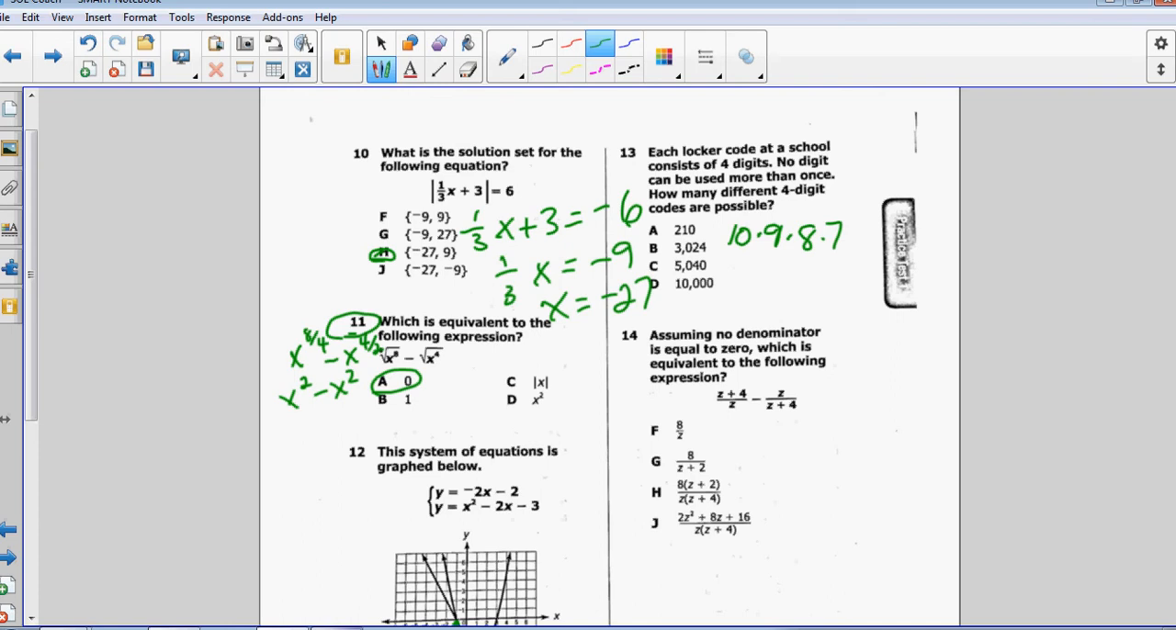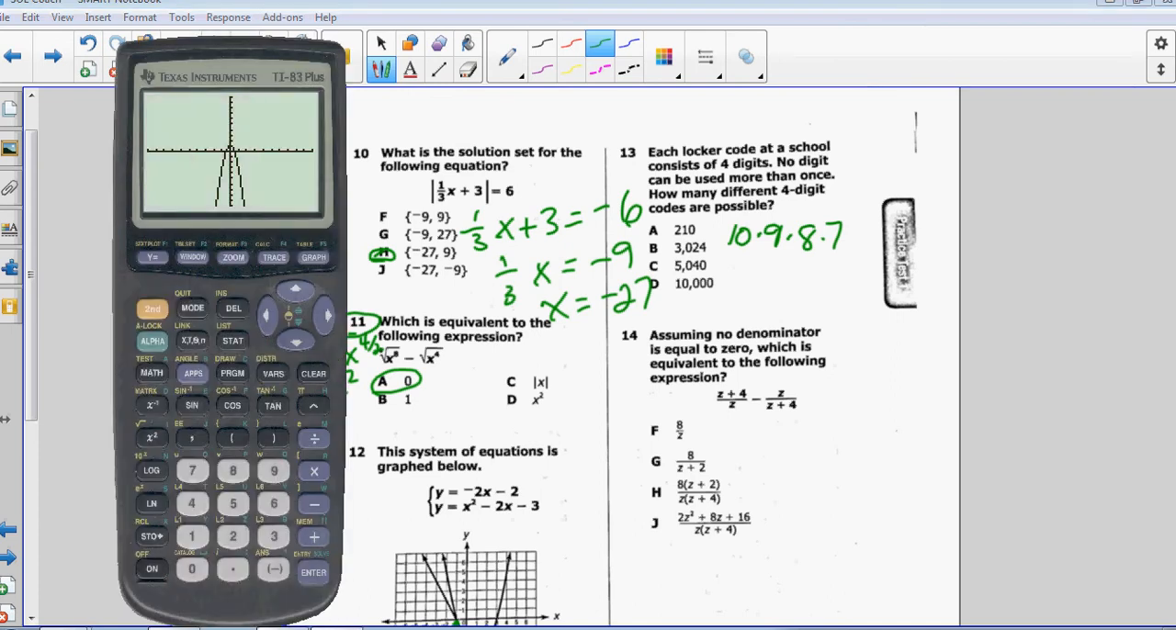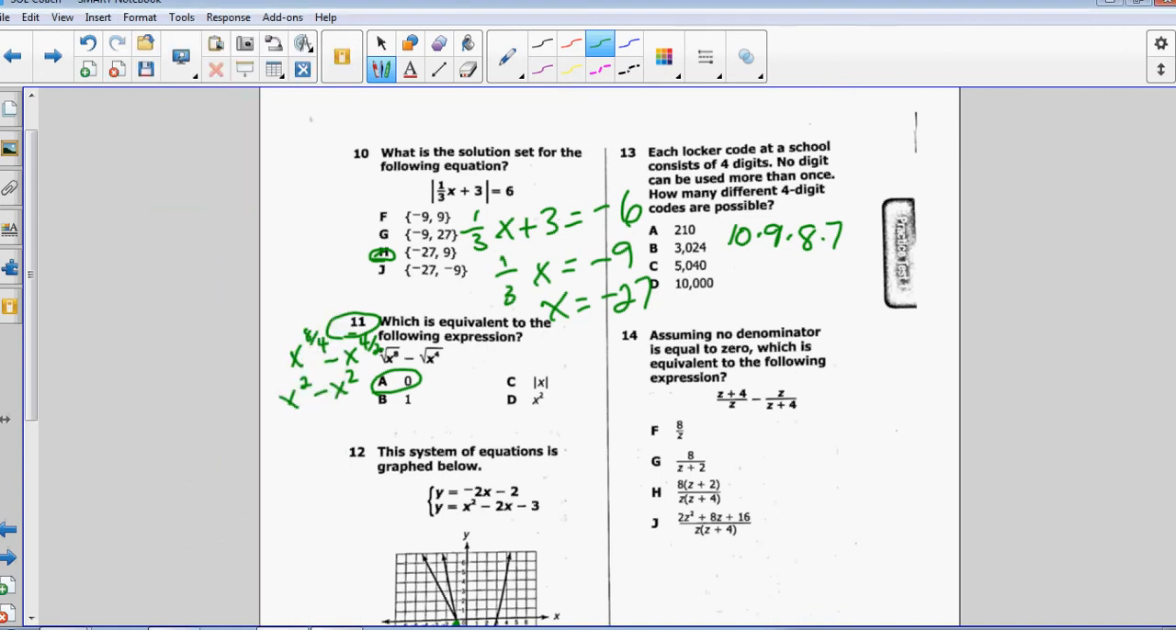So you're going to want to multiply those numbers up and get your answer. So let's see, we're going to do 10 times 9 is 90, and 8 times 7 is 56. So 10 times 9 times 8 times 7 is going to give us 5,040 solutions. So that means our answer here is C.